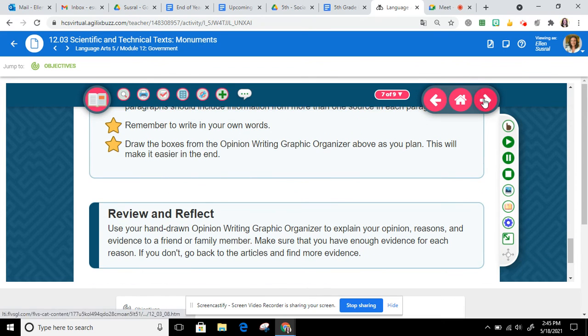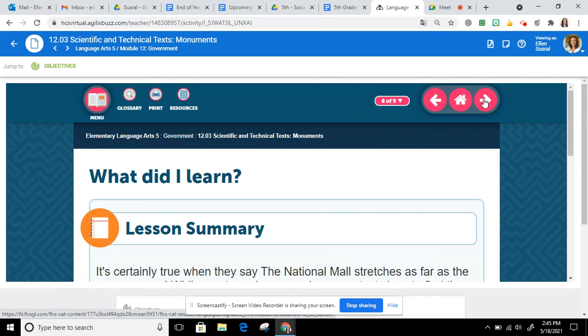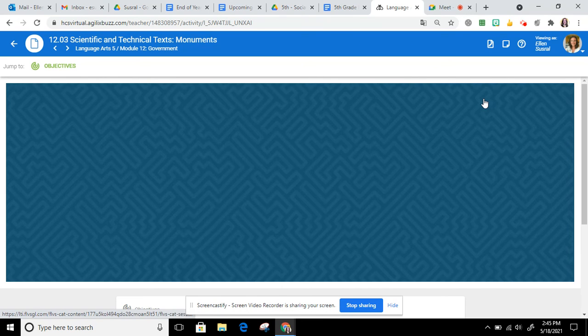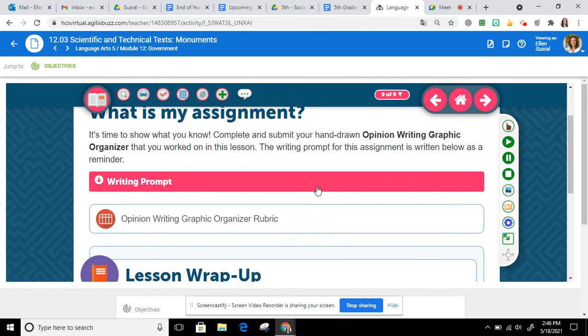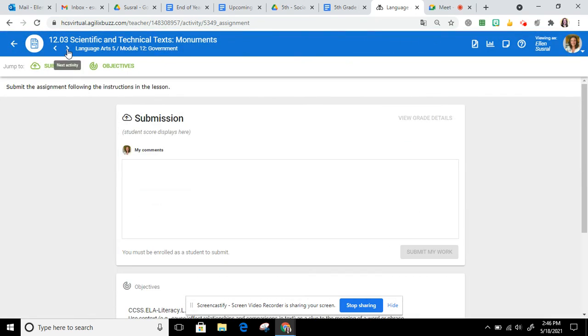Okay, so I'm going to go to the last page of the lesson. And this just shows you what your assignment is. It gives you the writing prompts. And then when you're done, you're going to go to this next activity tab and you're going to submit your graphic organizer that you worked on in lesson 1203 by clicking on that blue plus button.